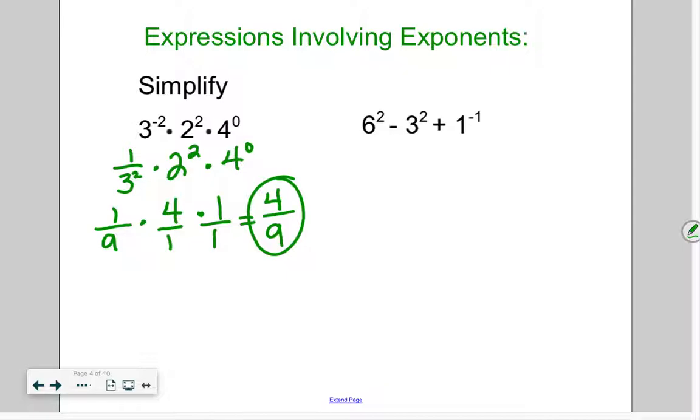Next one. We need to make sure we have positive exponents to begin with. So I don't need to do anything with 6 squared yet. Nothing with 3 squared yet. 1 to the negative 1 power. How are we going to make that a positive exponent? Move it to the basement. So 1 over 1 to the first power. So once we have positive exponents, now we can solve.